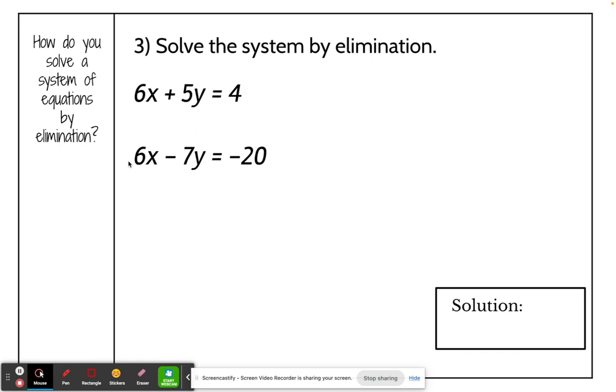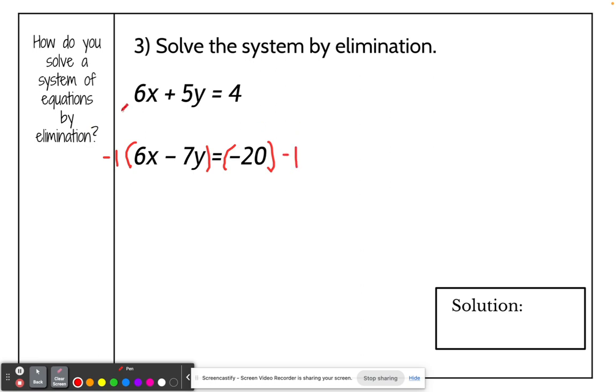Okay, let's solve this by elimination. Now you'll notice that adding them, neither will cancel. But I could multiply this bottom equation by -1. Multiply everything by -1, so that I get a -6x.